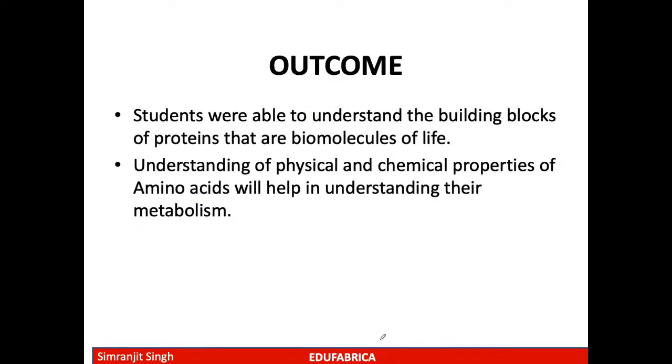So, in this short lecture about amino acids this morning, we are able to understand how amino acids are the building blocks of proteins and the biomolecules of life. And we have understood various physical and chemical properties of amino acids, which will help in understanding their metabolism.